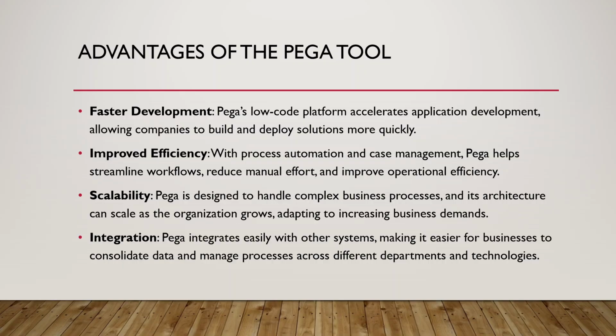Pega will act as a faster development tool. It helps in improving efficiency. We can scale any application to wider variations and wider networks. The fourth one is integration. So you can integrate any application with Pega if you have the API details. Is it clear?